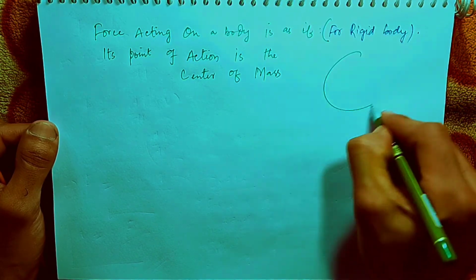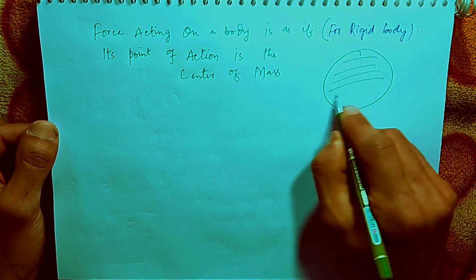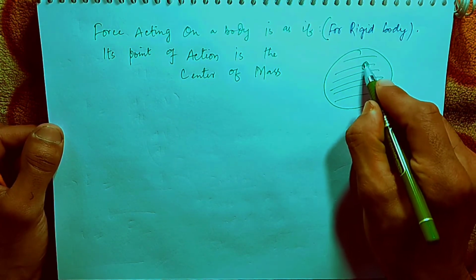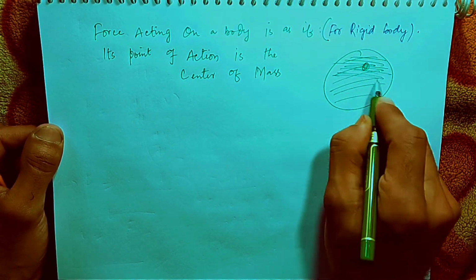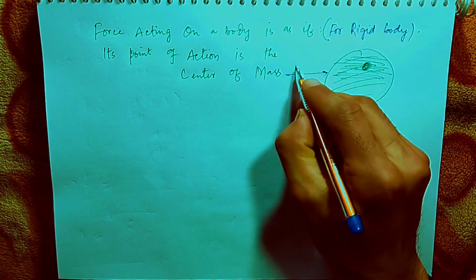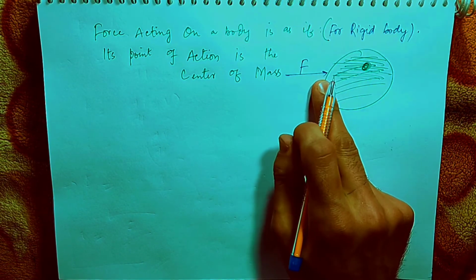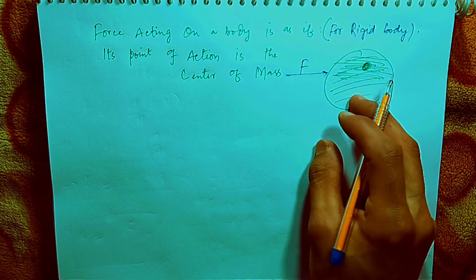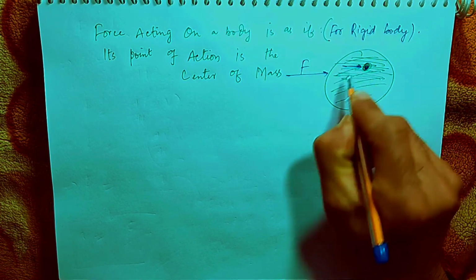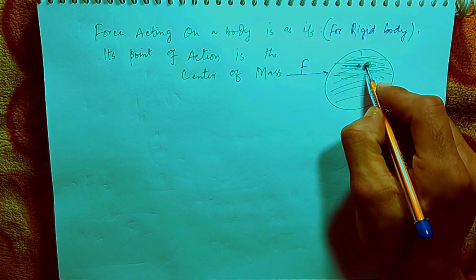For example, this is a body. It has many particles inside it. It's a rigid body, and say the center of mass is like this. This is the center of mass. If I apply a force F onto it, the force will be acting on this body as if it is only acting upon this point only.